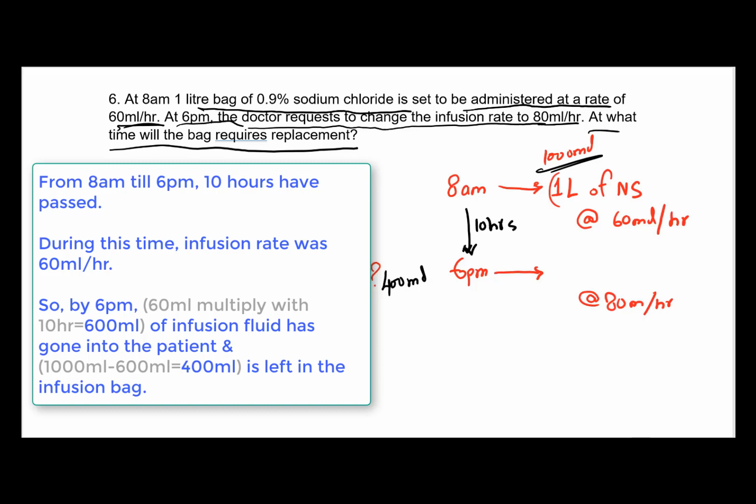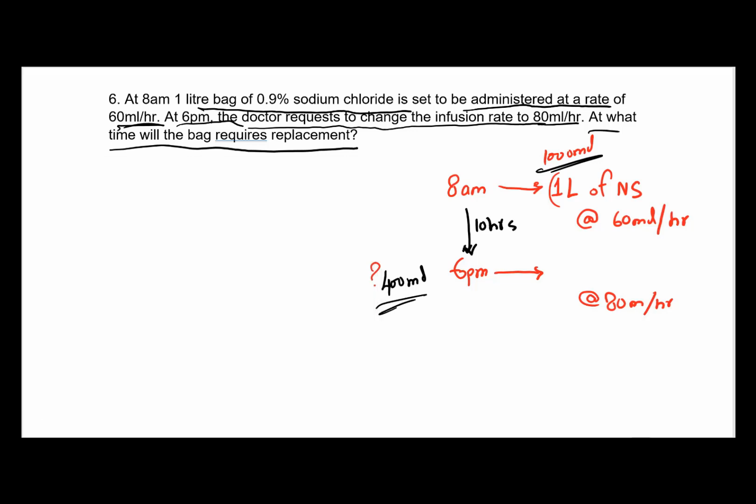So we started the infusion at 8 a.m., 1000 milliliters at the rate of 60 mils per hour. At 6 p.m., 10 hours have passed. So I calculated how much volume I'm left with at 6 p.m. I'm left with only 400 mils. Now the doctor has requested to change the infusion rate to 80 mils per hour. Okay. Now how long will it take to get this infused? Simply 400 divided by 80.